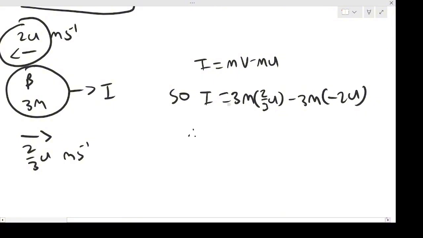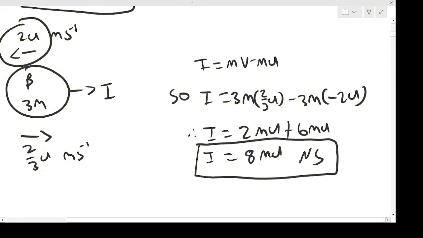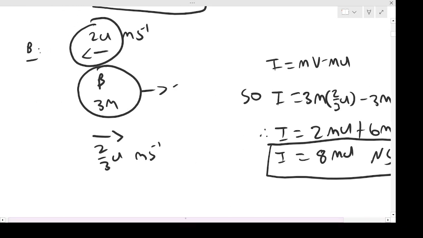Now I can solve this equation for I. 3m times 2/3 u is 2mu. Then minus 3m times minus 2u is plus 6mu. Then I can add the mu's to get 8 lots of mu. That is my impulse. Again, that's the best I can do. It's not an actual number, but that's my expression for the impulse: 8mu Newton seconds.